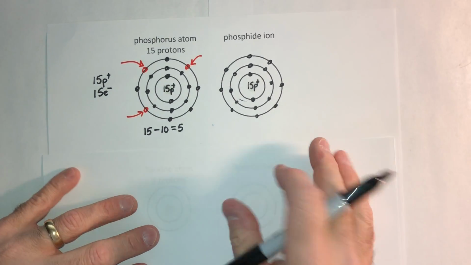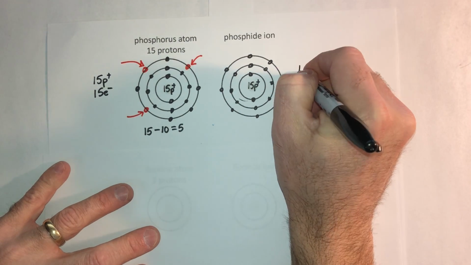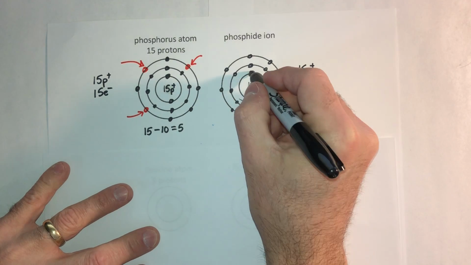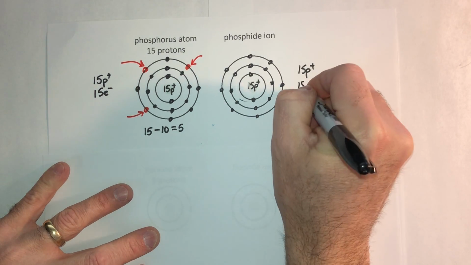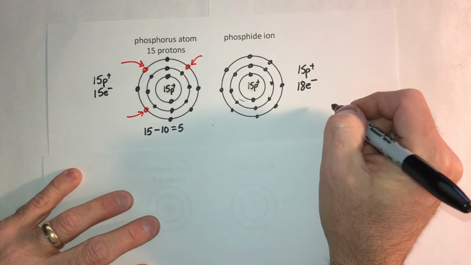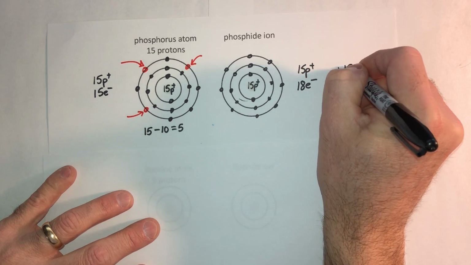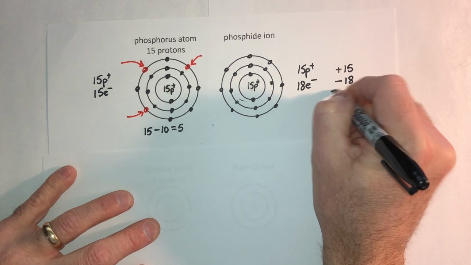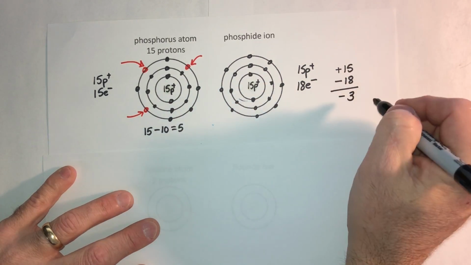So let's talk about charges. Here you have 15 protons, but now you have 2 plus 8 is 10, plus 8 more is 18 electrons. You've gained 3. So if we talk about it in terms of math, this is like saying you got a positive 15 and you're going to add on a negative 18. So positive 15 plus a negative 18 gives me minus 3.